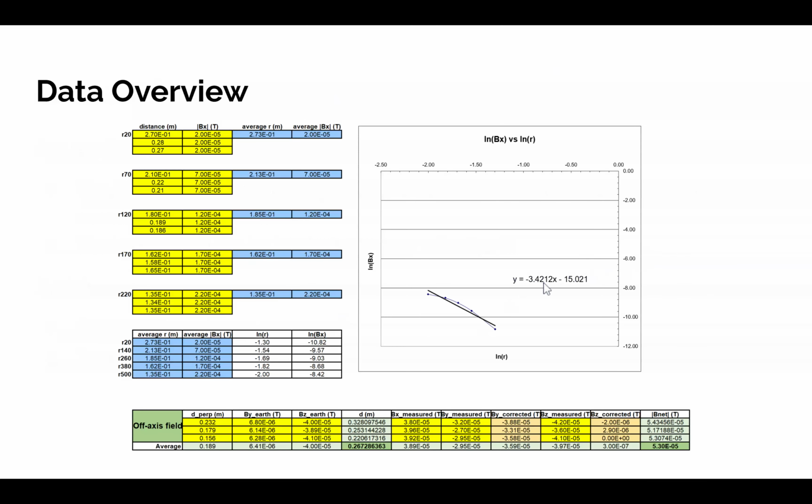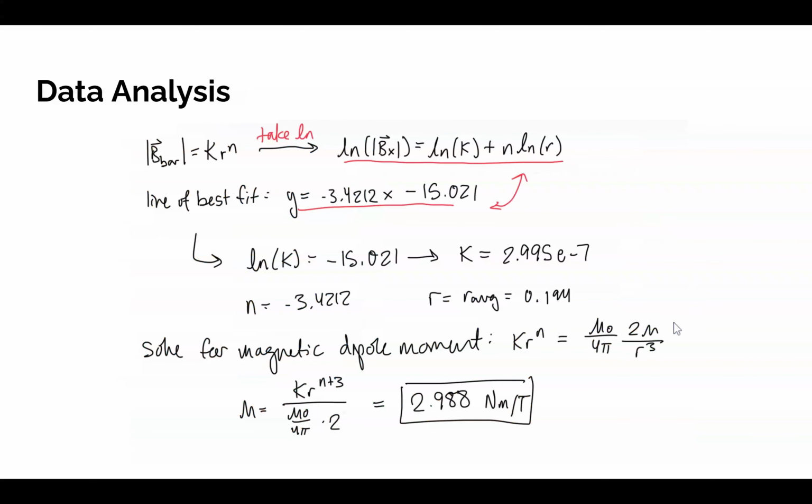So here's an overview of my data. I measured the distances over here on the left, and this resulted in a plot of ln Bx versus ln r, and this gives me the line of best fit formula, and I use this equation to then calculate the dipole moment on the next page.